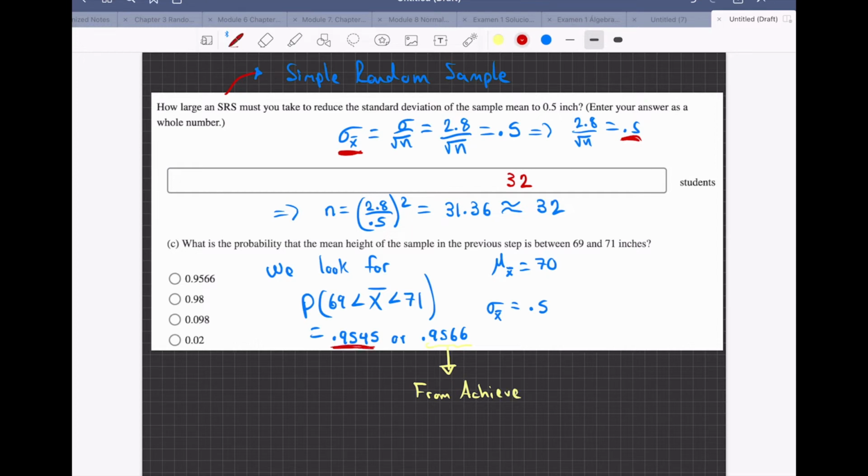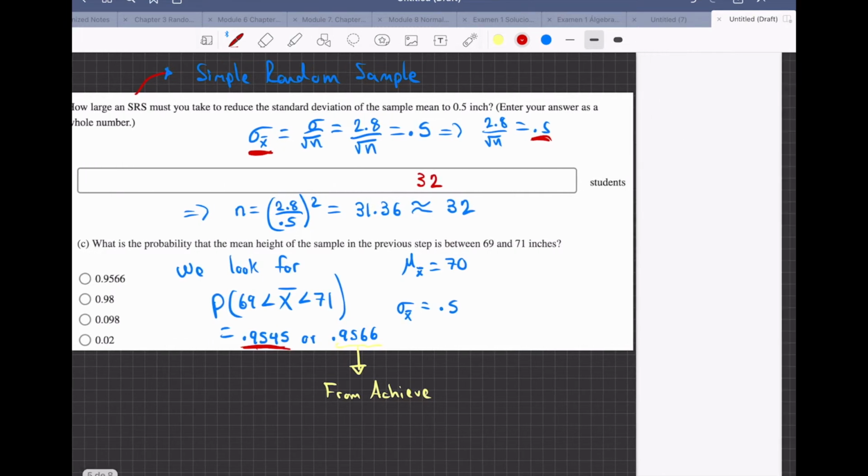But the exact answer is this one. I mean, this is more precise. Yeah, I think, again, I mentioned before why we're seeing the differences. I think because when they put the answers on Achieve, they didn't use a software. Maybe they use a table. But here in this class, since this is online, you can only use Minitab. All right.